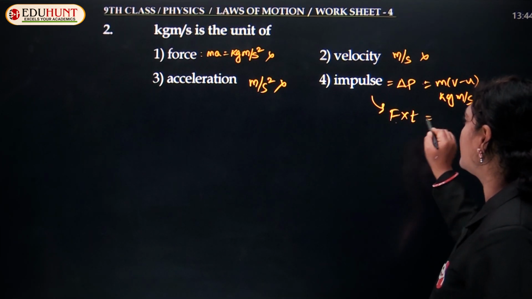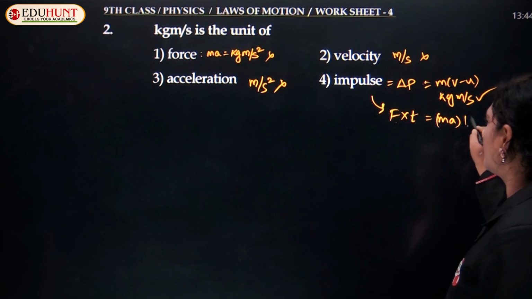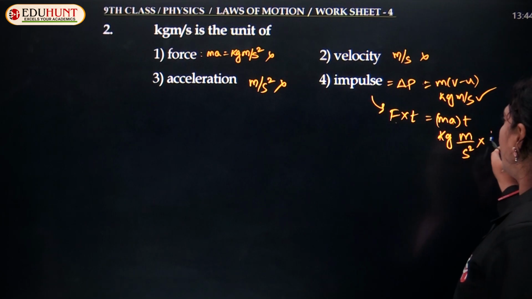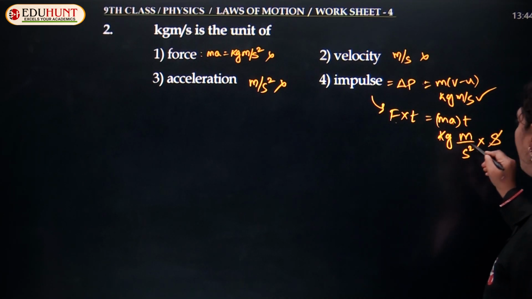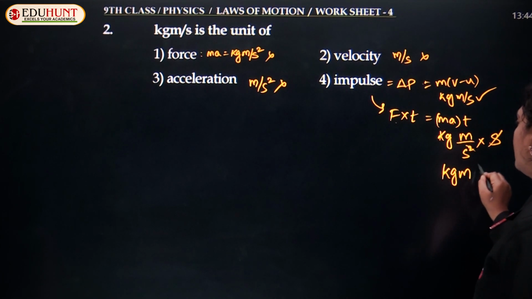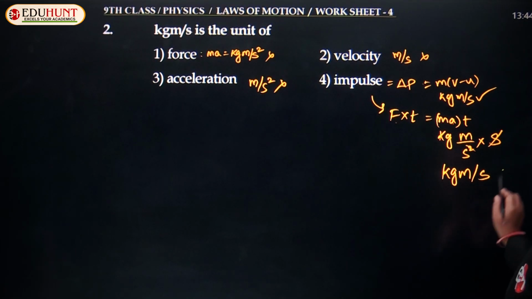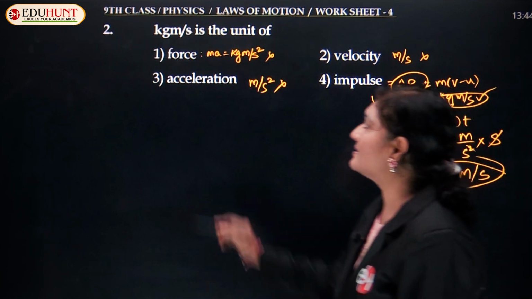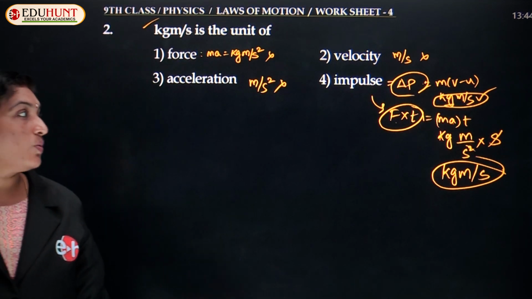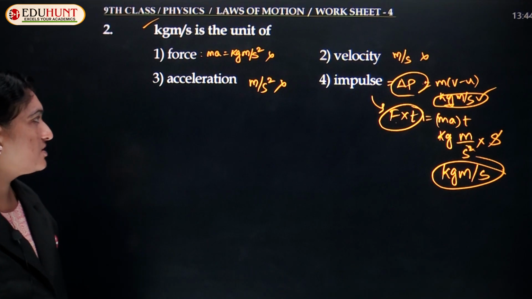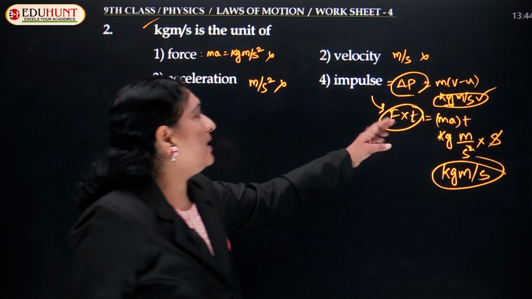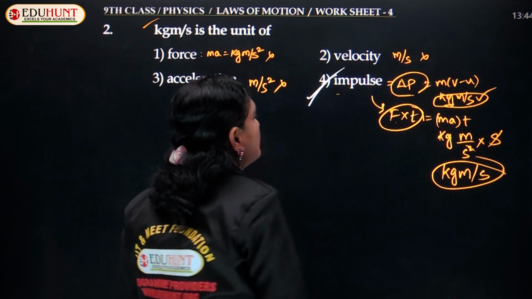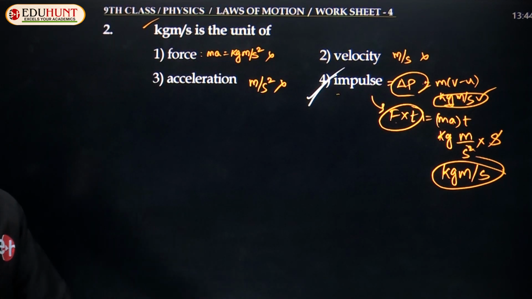The unit of force is mass into acceleration, into time. Mass is measured in kg, acceleration is measured in meter per second square, and time is measured in seconds, which cancels. So you are left with kg meter per second. Whether you go with this formula or that formula, you get the result as kg meter per second. So which among them is the true answer, children? Kg meter per second is the unit of impulse. So the fourth option must be true.